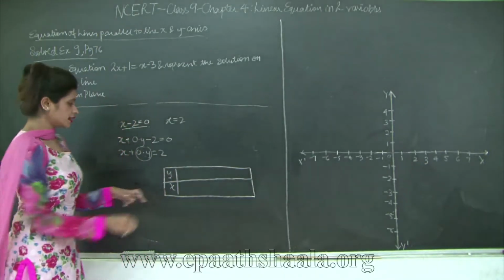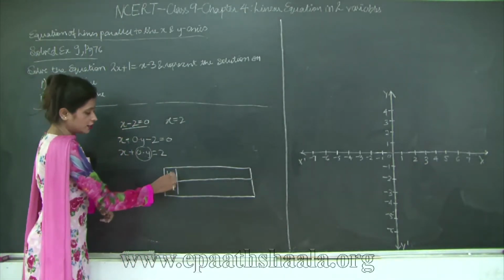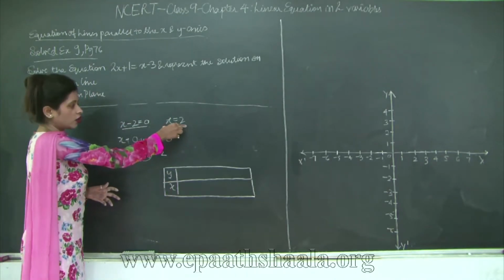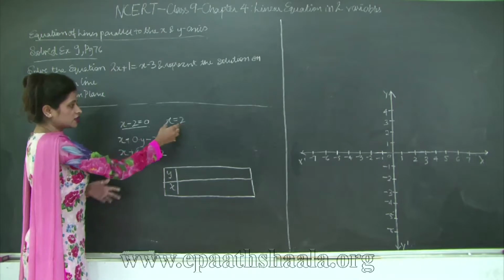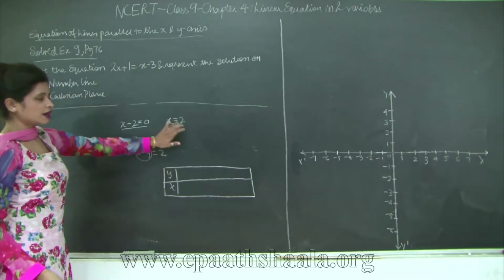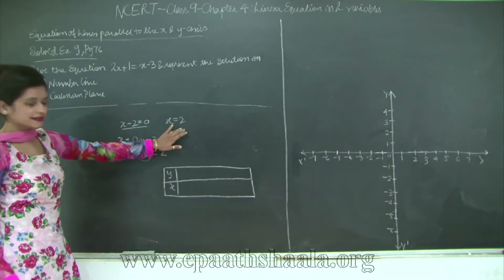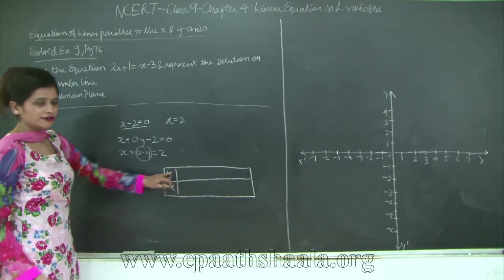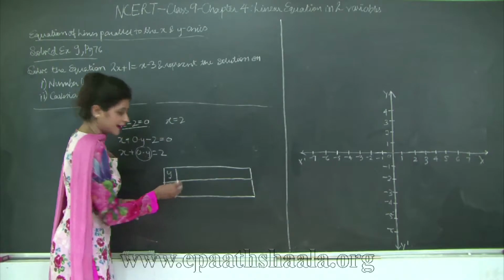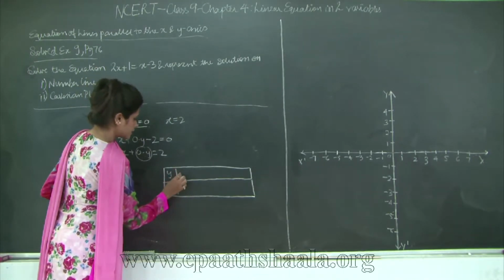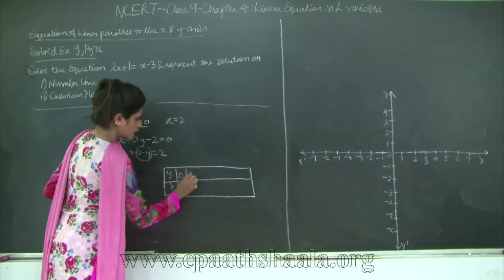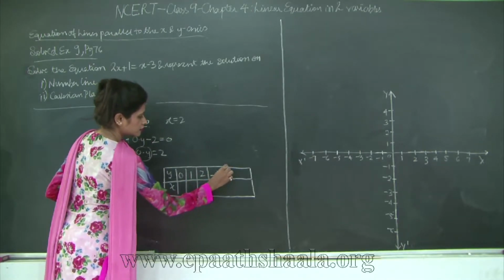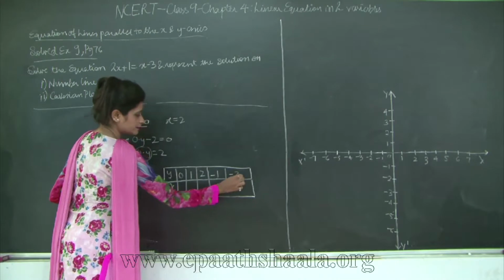Now usually we take x as the variable and y as the dependent value, but if you notice, we already have x as a constant. We know that this is going to represent a line parallel to the y axis, therefore I am taking y as the variable and x dependent on the value of y. So let's take different values of y. Let's say 0, 1, 2, minus 1, minus 2.